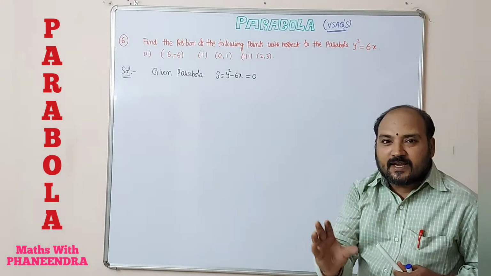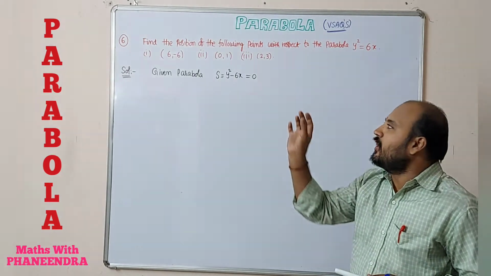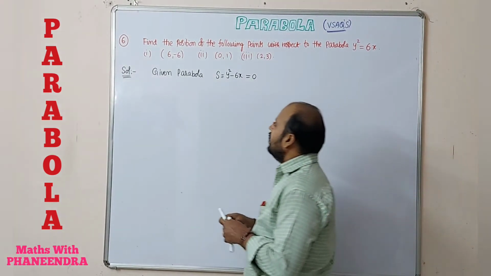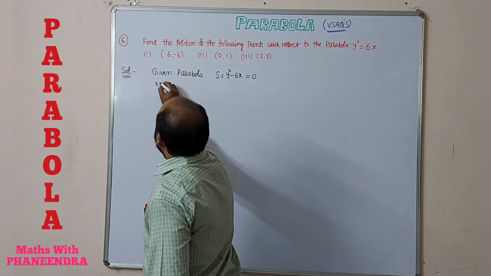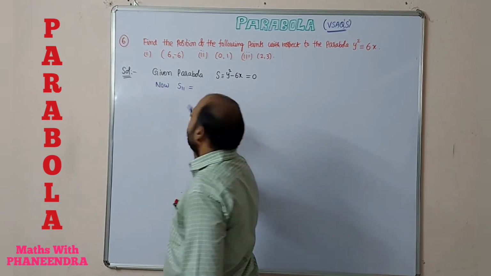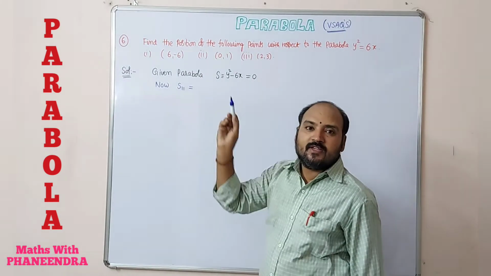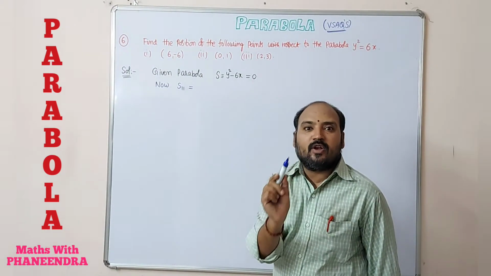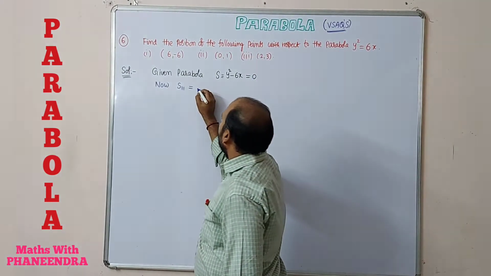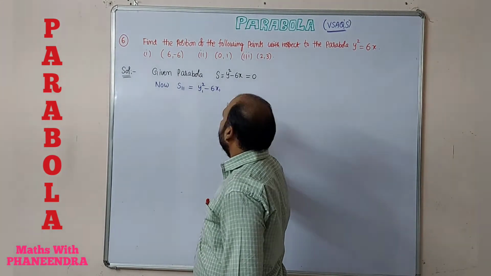So to decide the position of the point, we need to consider, according to the parabola equation, the S11 value. Now S11, the meaning of S11 is: wherever x, y is there in this curve, you have to replace it with x1, y1, without the 0 you can write it. So in this curve, S11 is y1 square minus 6x1, that's all.